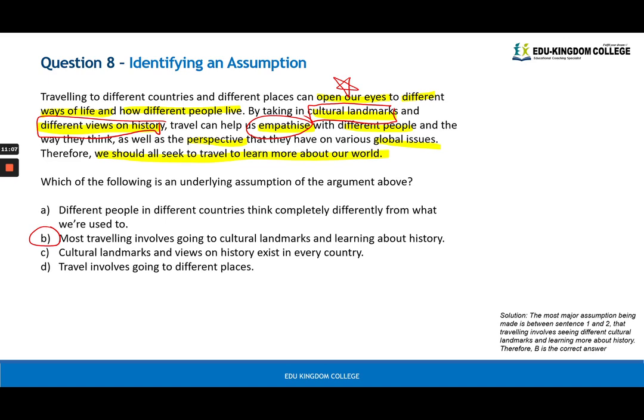Most traveling involves going to cultural landmarks and learning about history, whereas sometimes traveling can involve other things, right? It could be for relaxation, it could be to visit family members, and so on.